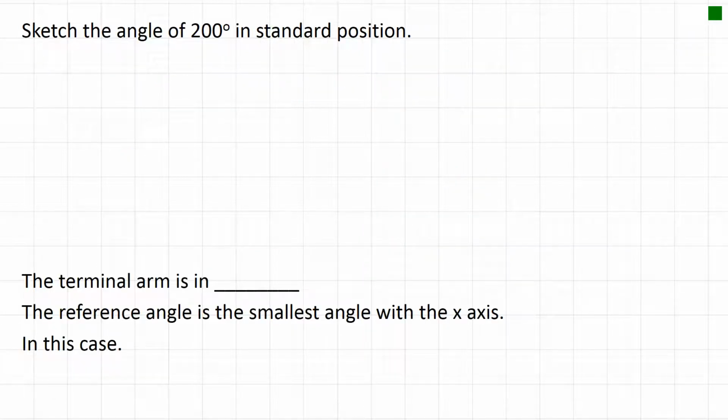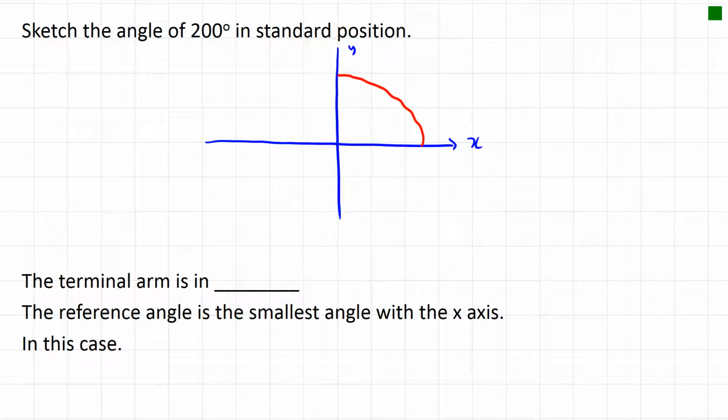So if we are going to sketch this angle in standard position, I'm going to draw my XY plane here, and I'm going to start on the x-axis, and I'm going to go counterclockwise. So going this way, I hit the 90-degree mark. Keep going, I go to 180, and I'm just going to go a little bit past that to 200. And so this is where my terminal arm is. So this is angle theta in standard position.